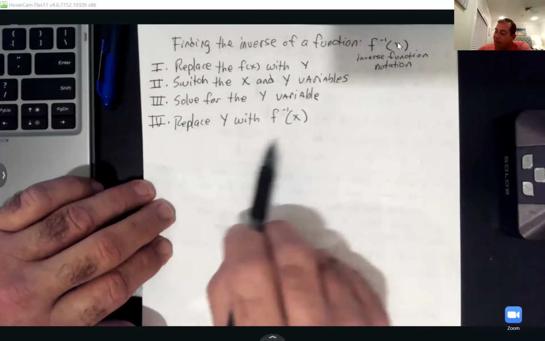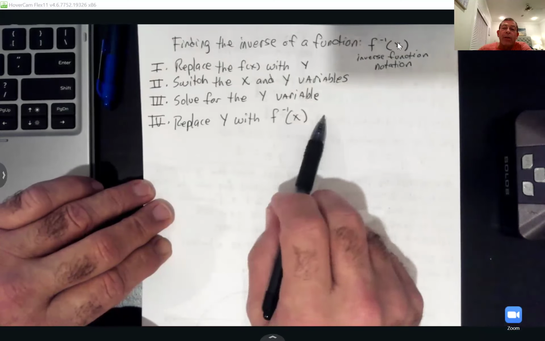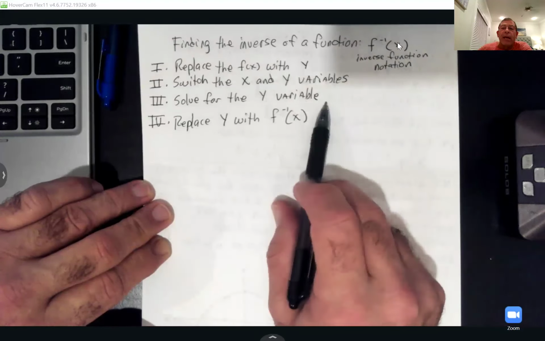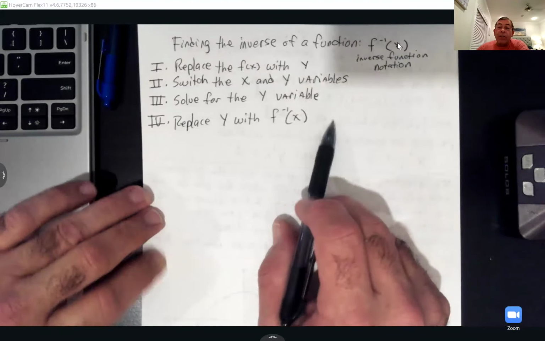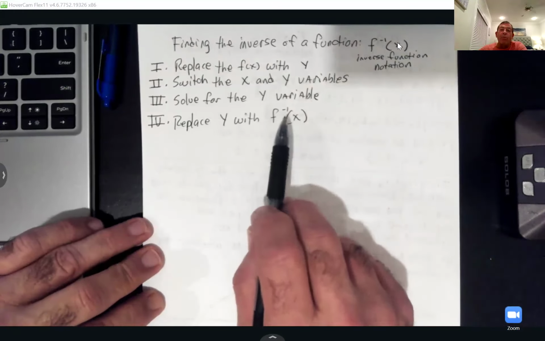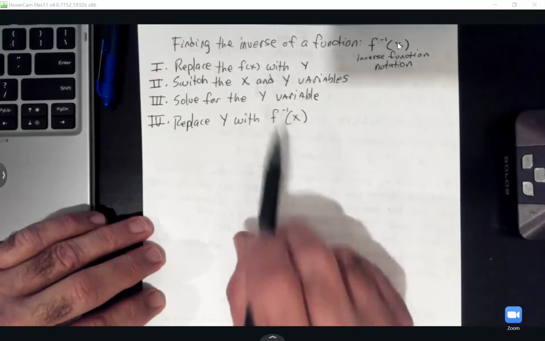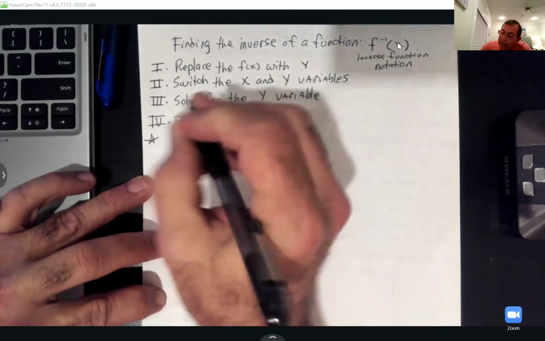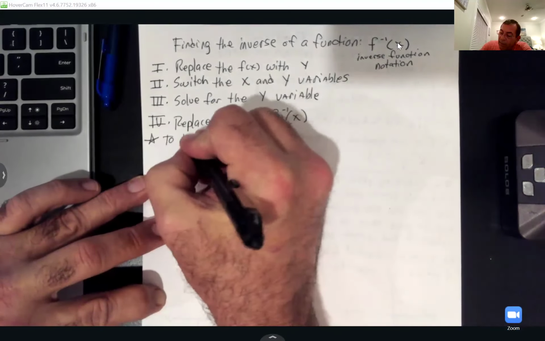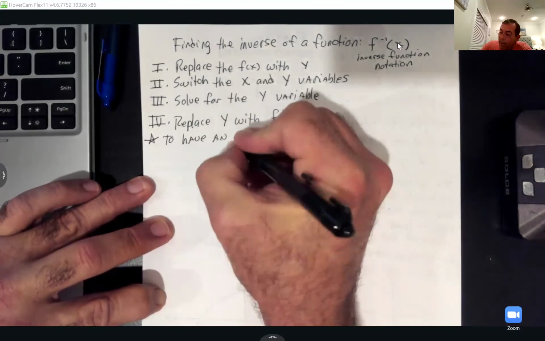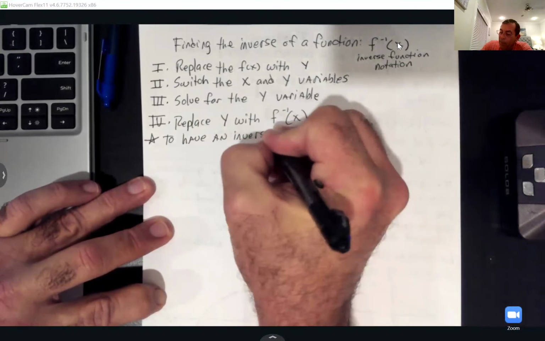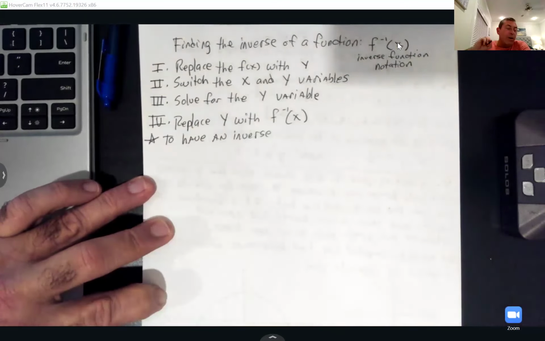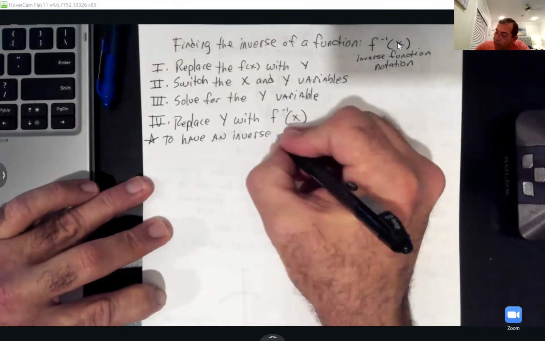Now, I'm not going to lie. MathLab will give you this part, and they'll put equals, and you're just going to put the actual inverse function in, okay? MathLab will put this part for you. Okay. Now, remember, technically, to have an inverse, a function must be one-to-one.